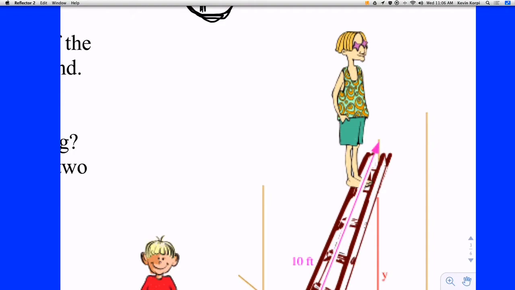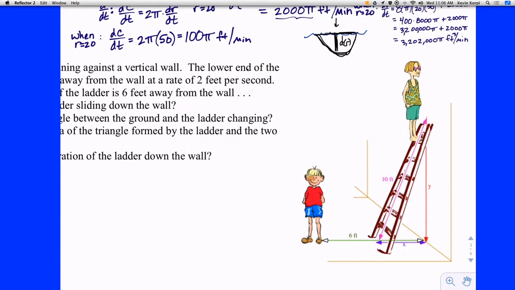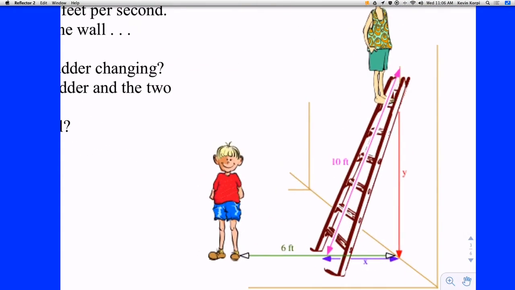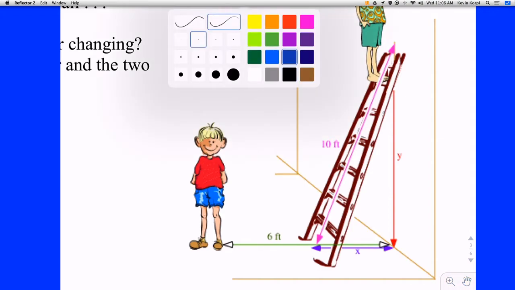His physical body, not in his mind. He's probably experienced something else. Okay, so we draw a picture if there wasn't a picture already drawn. And they've already labeled some of these things for us, which is nice.